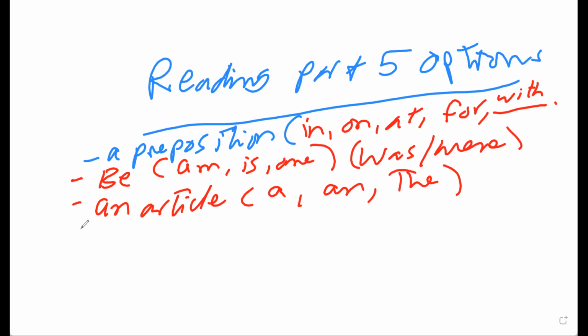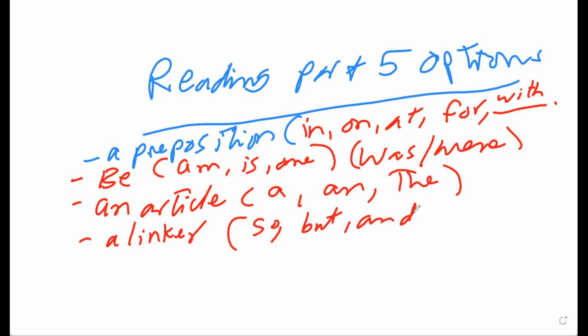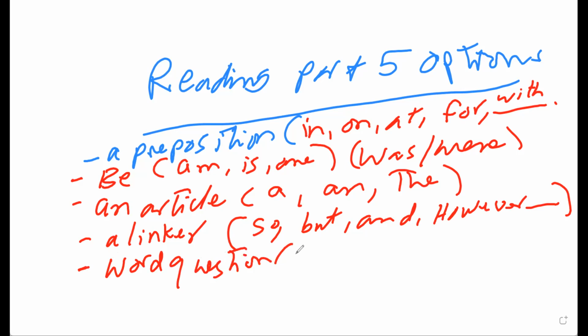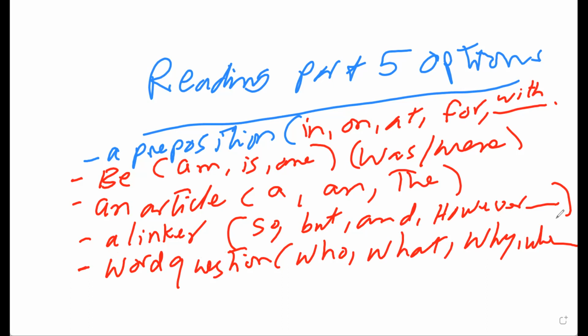Okay. طيب another one, you can write a linker. اللينكرز اللي هم مين يا سارة فاكراهم؟ So, but, and, however, sometimes use however, and so on. أي أداة ربط ممكن تكون مطلوبة. Okay. Also, you can write a word question. إيه هي الword questions يا سارة؟ عارفينهم كلنا who, what, why, where, and so on. This makes sense? Yes. Okay.